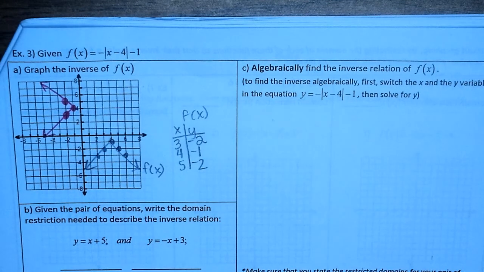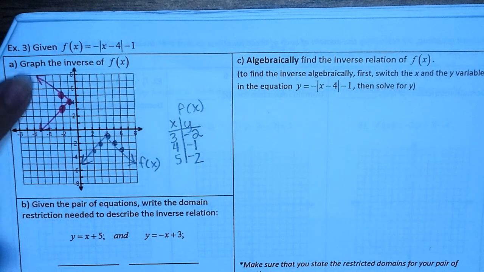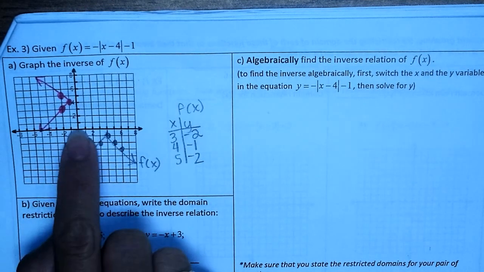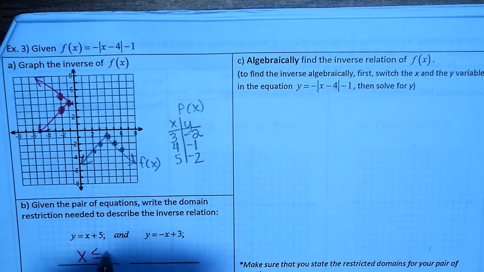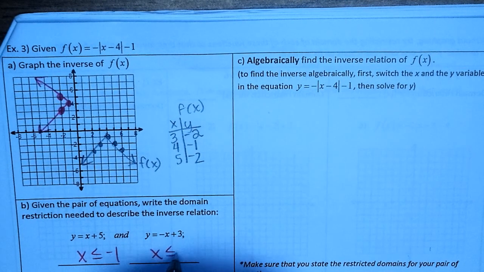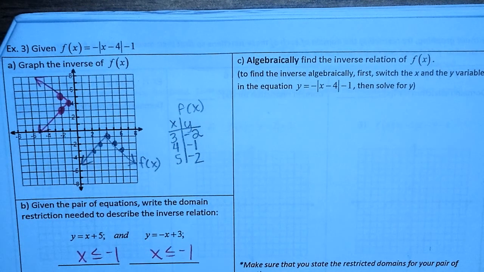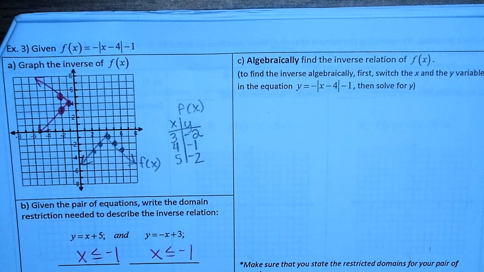And last but not least, you're going to have to do the domain restriction on the inverse. So this inverse now is starting at negative 1 and is going less than that. So your restriction here is x is less than or equal to negative 1. And the domain restriction will always be the same for both of your equations. Always. So there is my inverse. Those are the pair of equations that describe the inverse, and that's the domain restriction.